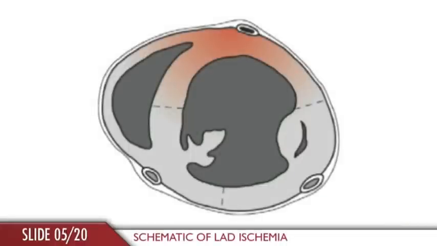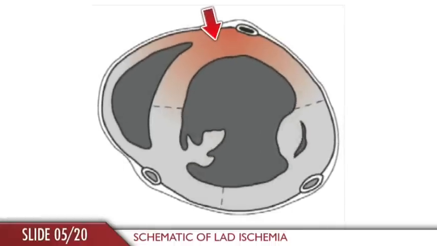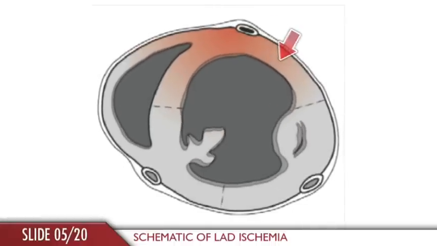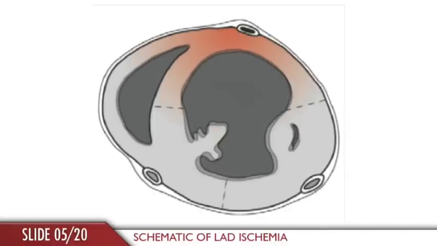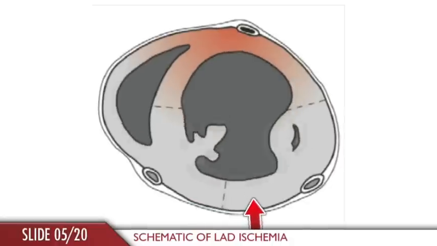This slide schematizes the effects of ischemia in the left anterior descending territory. In diastole, there is normal circular geometry and normal wall thickness. However, in systole, the area subtended by the left anterior descending coronary artery fails to thicken. In the presence of single vessel disease, there may be compensatory hyperkinesis of the remaining walls.